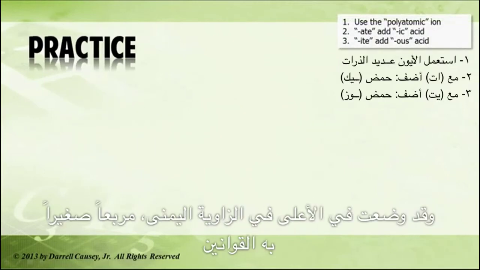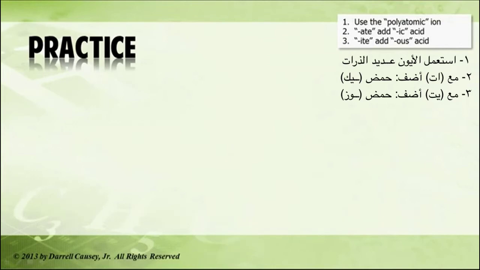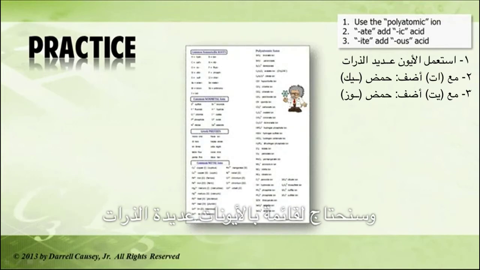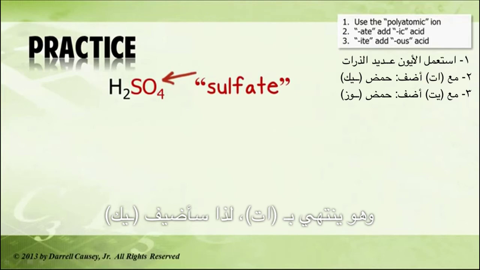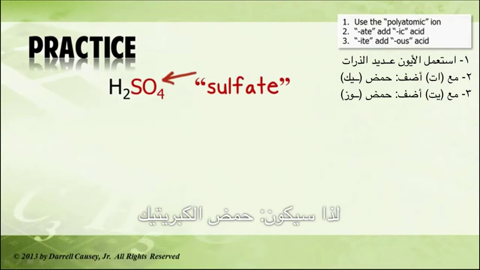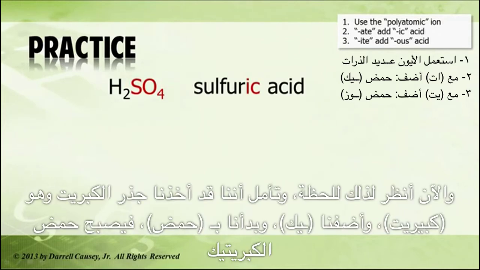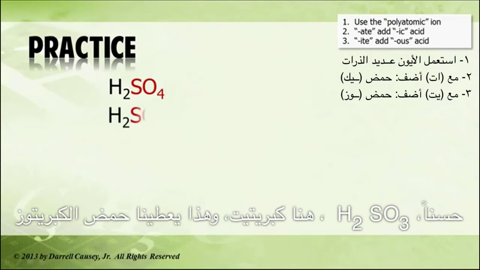All right, let's practice a few. Up in the right-hand corner, I've put a little box of the rules. And we need our polyatomic ion sheet. Let's get started. H2SO4. Well, SO4, that's sulfate. It ends in ATE, so I'm going to add IC. So it would be sulfuric acid. Now look at that for a moment and just realize we took the root sulfur, added IC, and said acid. Sulfuric acid. All right, H2SO3, sulfite. And that is going to give us sulfurous acid.